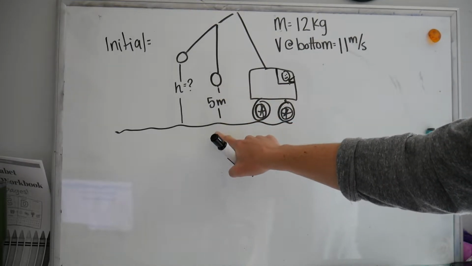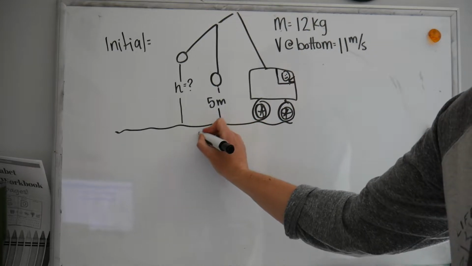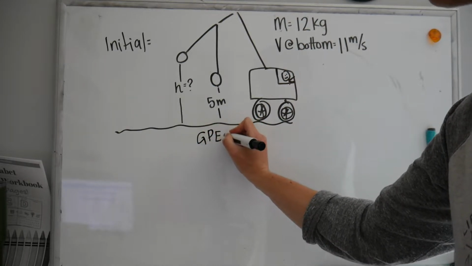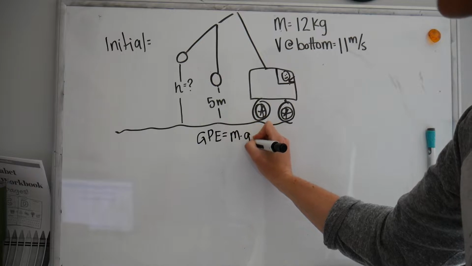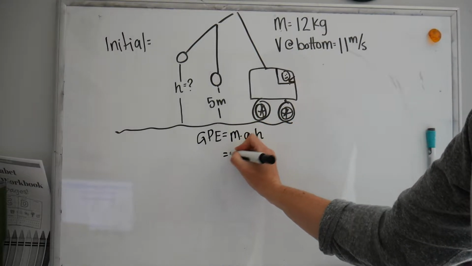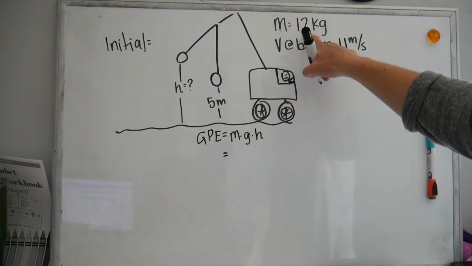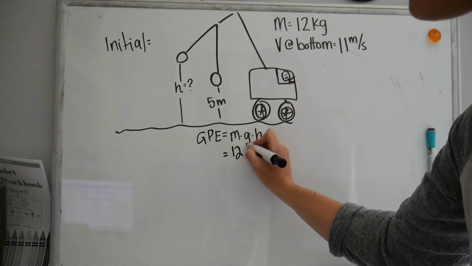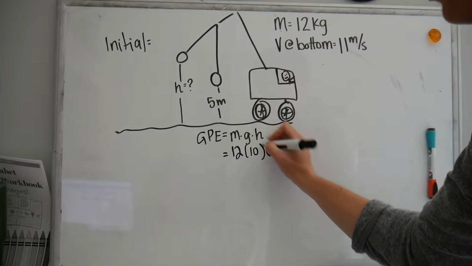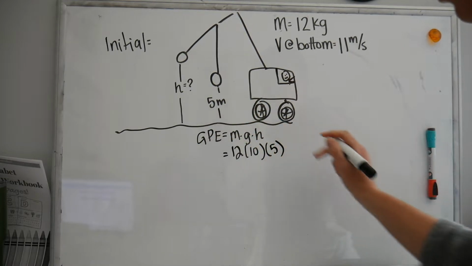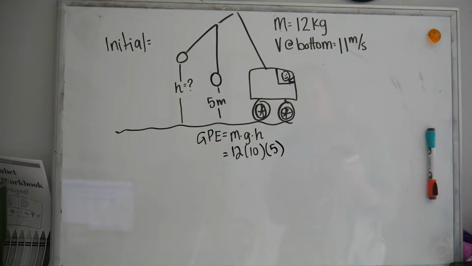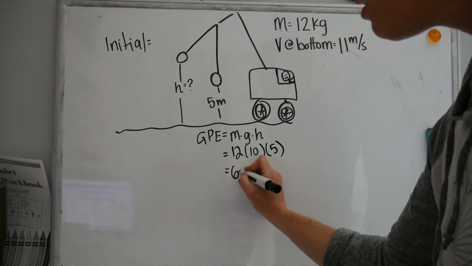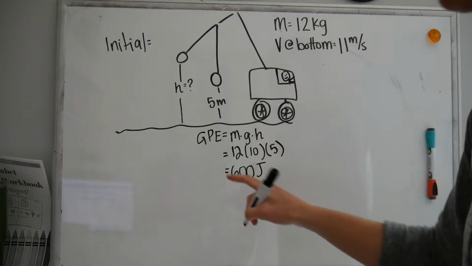It's above the ground, so it has potential energy. So I know my GPE, my gravitational potential energy, is mass times gravity times height. At the bottom, its mass is 12 because I gave it to you. Gravity, we're using 10, and height, well, it's 5 meters above the ground. So I'm going to multiply 12 times 10 times 5. I got 600 joules.